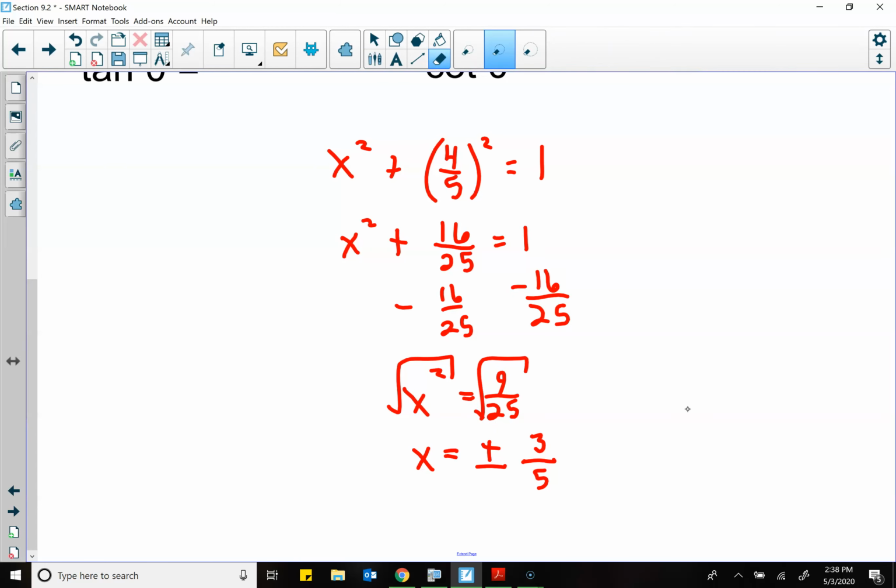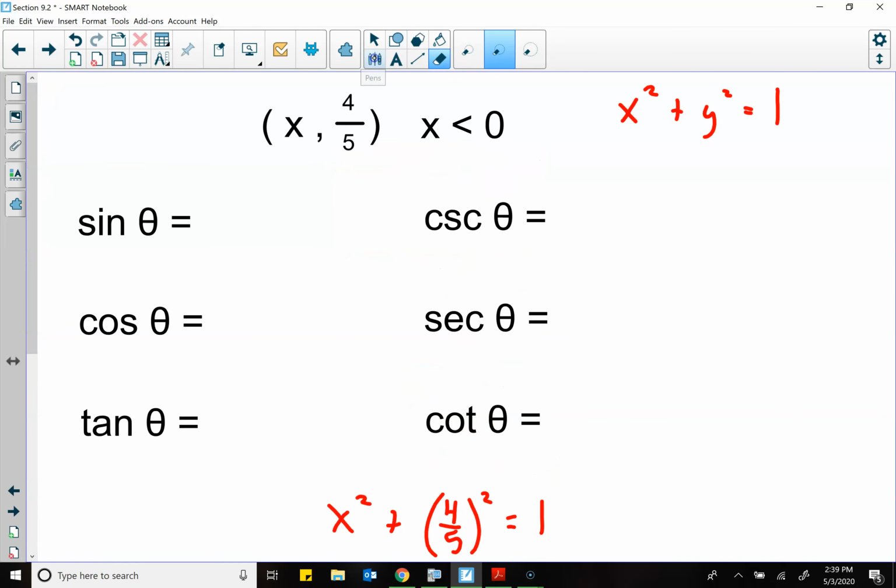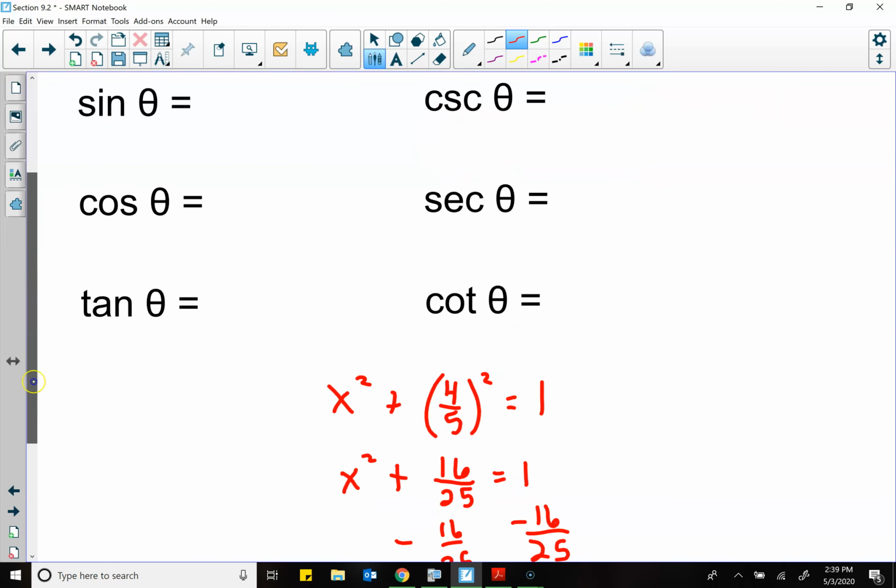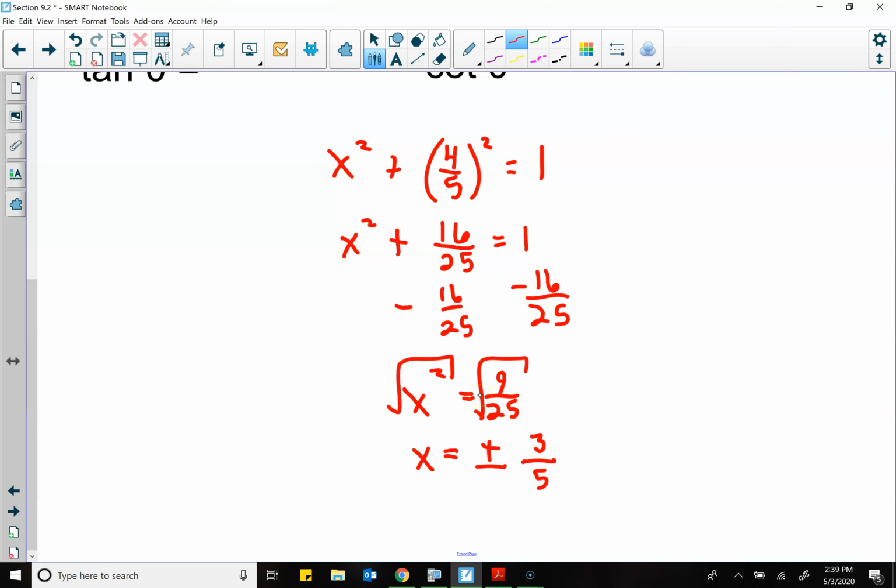Now, we can't have both of these. That doesn't make sense. That's where this little piece right here comes in. This is going to tell you the sign of x. This says x is less than 0, which means that x needs to be negative. So now we know that down here, what we really want is x to be negative 3/5.